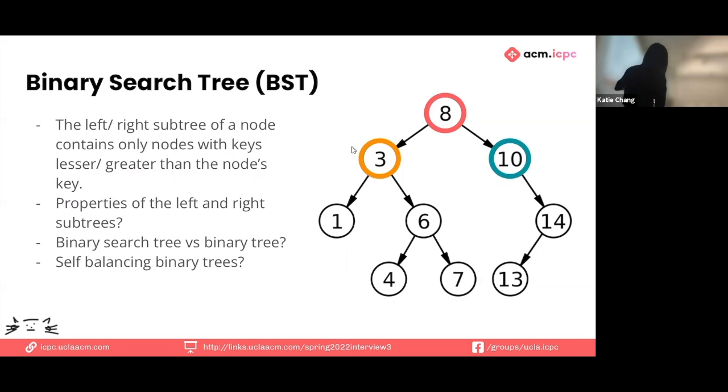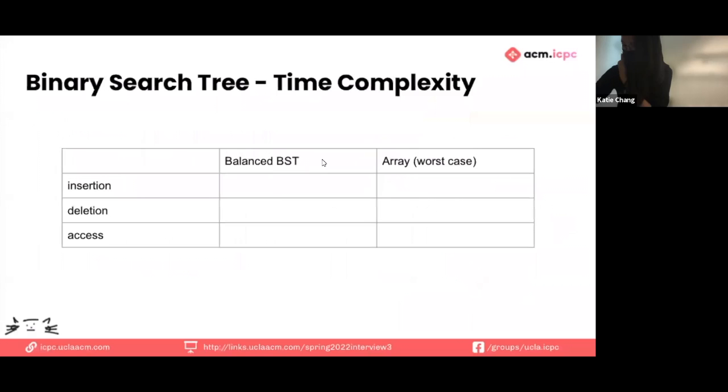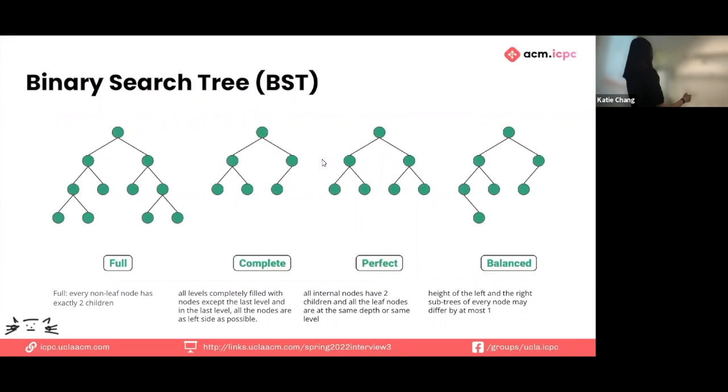And usually when we're talking about binary search trees, we think about self-balancing binary trees, which is basically a binary tree that is always balanced. So when we're inserting and deleting, it still looks like a very balanced binary tree. And now the question is, what is a balanced binary tree? As a matter of fact, we can have many types of binary search trees.